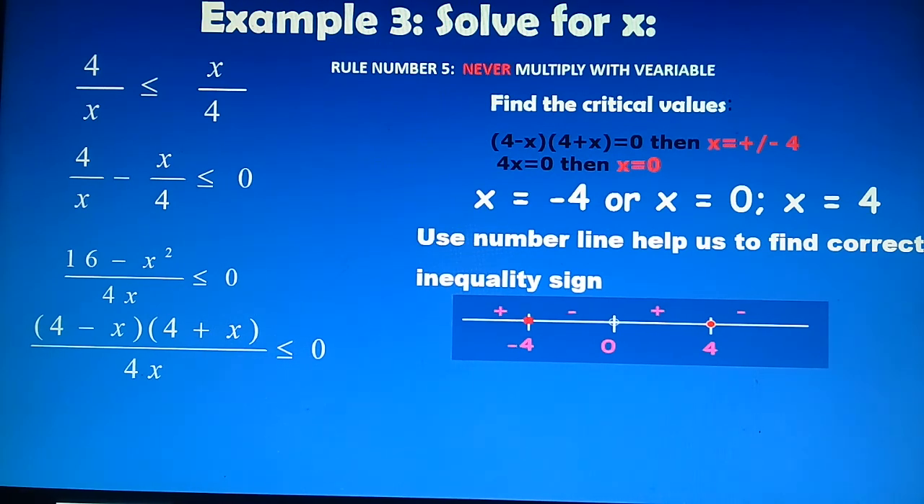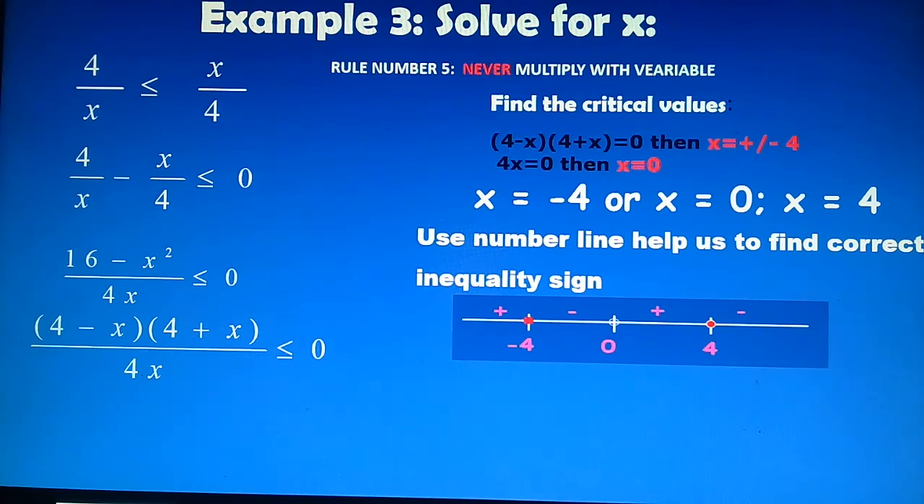Then you put any number between minus 4 and 0 and substitute, and you get a negative sign. And you put a number between 0 and 4 and you get a positive sign there. And you put a number greater than 4, and choose any number. You can choose 5, 6 or 7. Then substitute in your equation, and you get a negative sign. As you can see, our signs are positive, negative, positive, negative. We can't have negative, negative. Then now you have your number line.